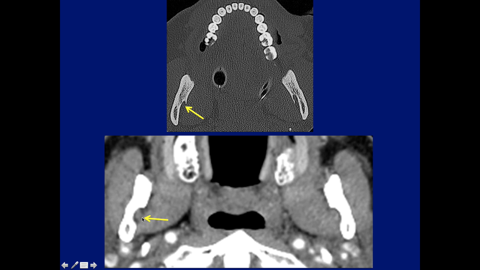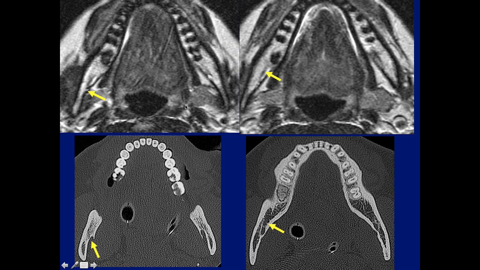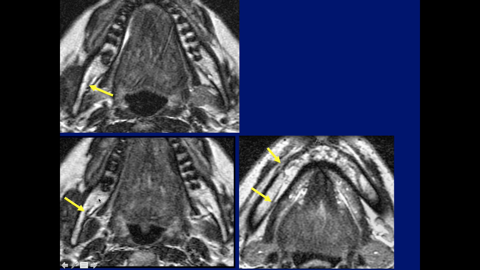Here on CT, we can see the entry to the mandibular foramen. And we can identify the mandibular canal with the mandibular nerve within it. So here, for instance, is an axial MR, and we can see the nerve within the mandibular canal here, just a portion of it. Here it is as it enters. And we see more of it here. And here where it exits to the mental foramen.